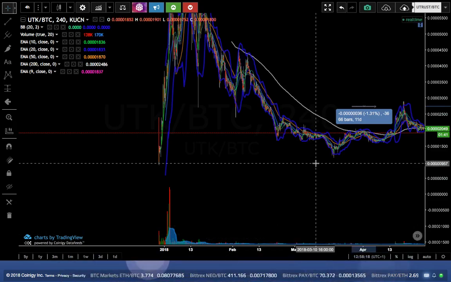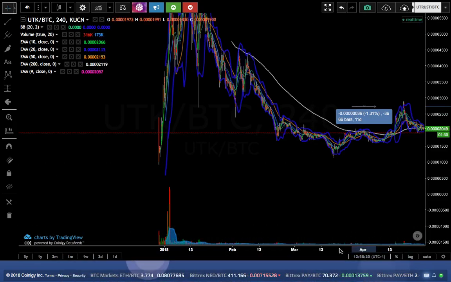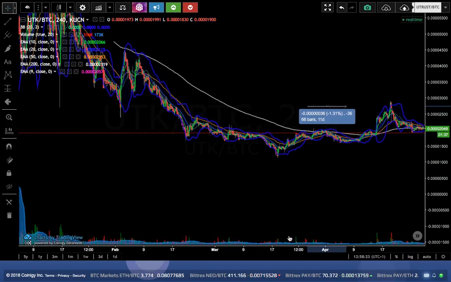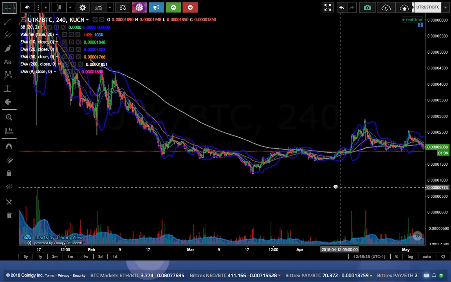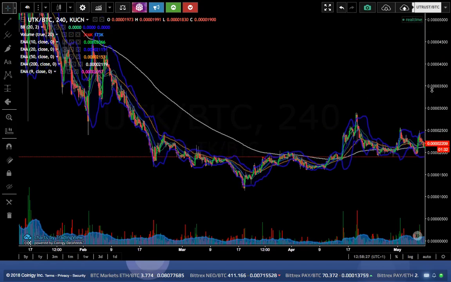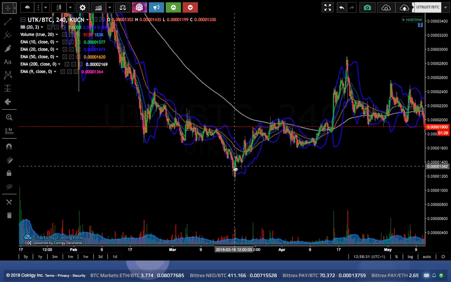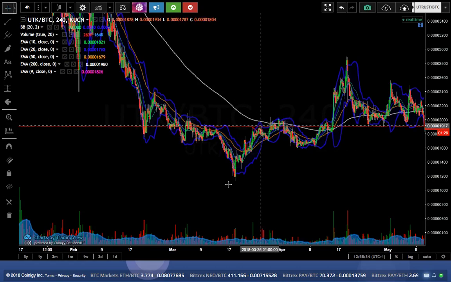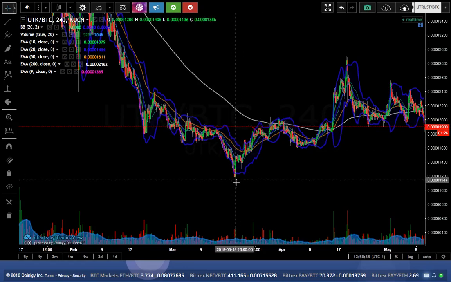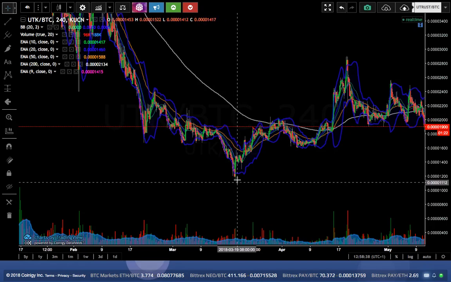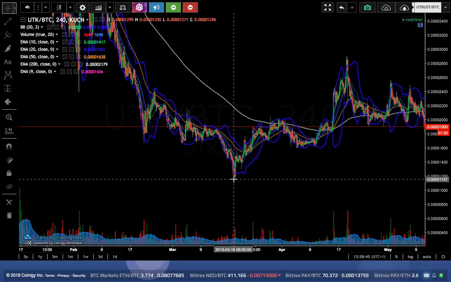But let's just say you were just sat in Bitcoin and you're quite happily going up, and you look at the alt market. This is a 4-hour chart, and you see Utrust. It's broken down. You see the 200 EMA up here. It's showing it's out of the Bollinger Band. You think, you know what? I've got a feeling it's going to go up.